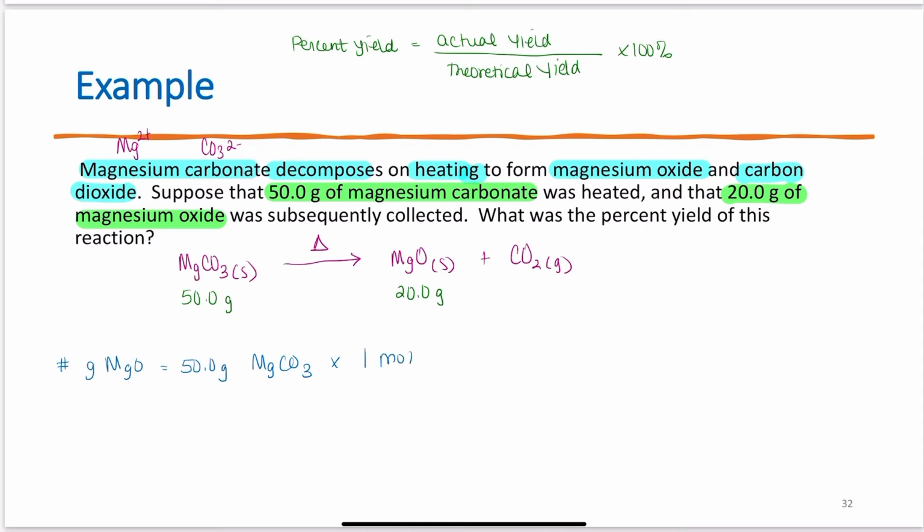Put this into moles. 1 mole magnesium carbonate. The molar mass of magnesium carbonate is 84.32 grams. Now convert mole to mole. When you look at your balanced reaction, it's really easy to balance this one. Everything's 1 to 1. So 1 mole magnesium oxide to 1 mole of magnesium carbonate.